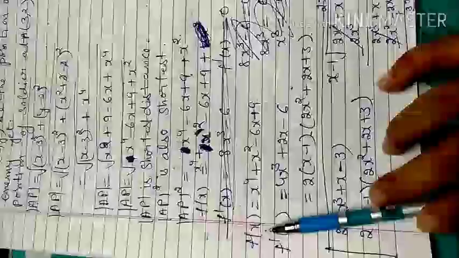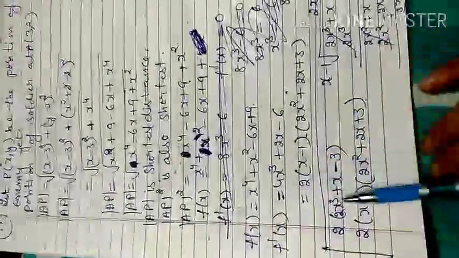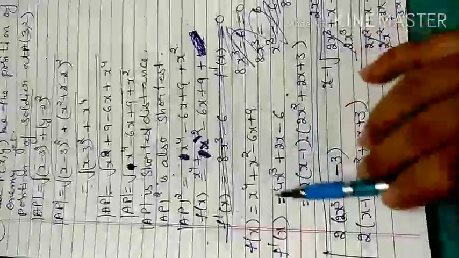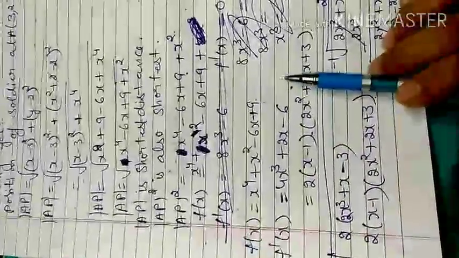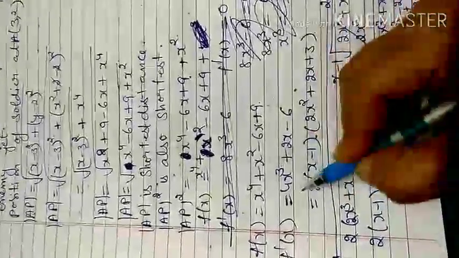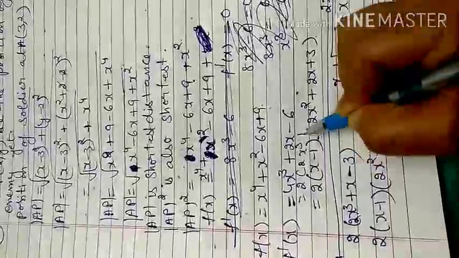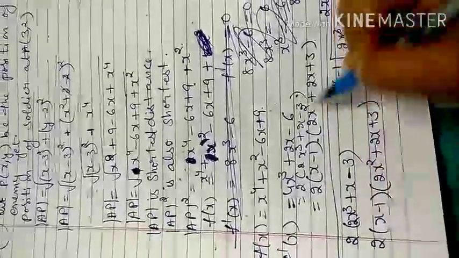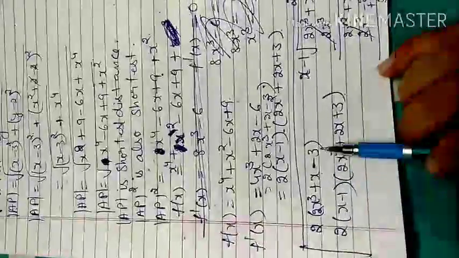Now first you differentiate this, which gives 4x cube plus 2x minus 6. Before solving this, we have to find the factors of this. How will we find the factors? If I take 2 common, what is left is 2x cube plus x minus 3. Now I have to find the factors of 2x cube plus x minus 3.